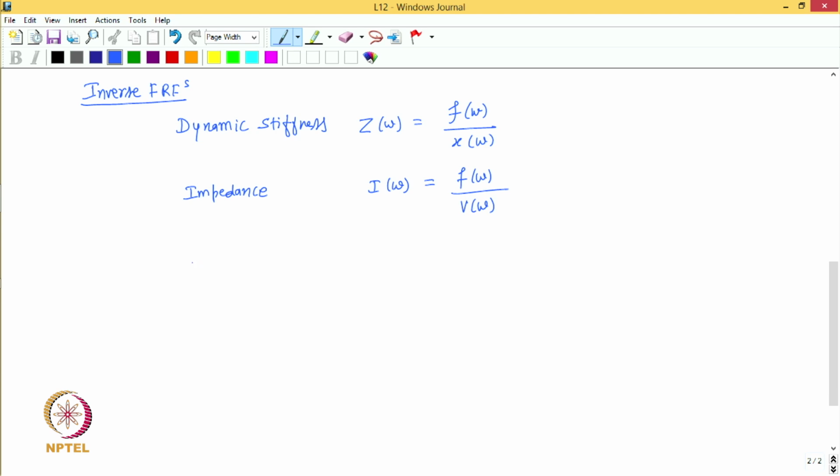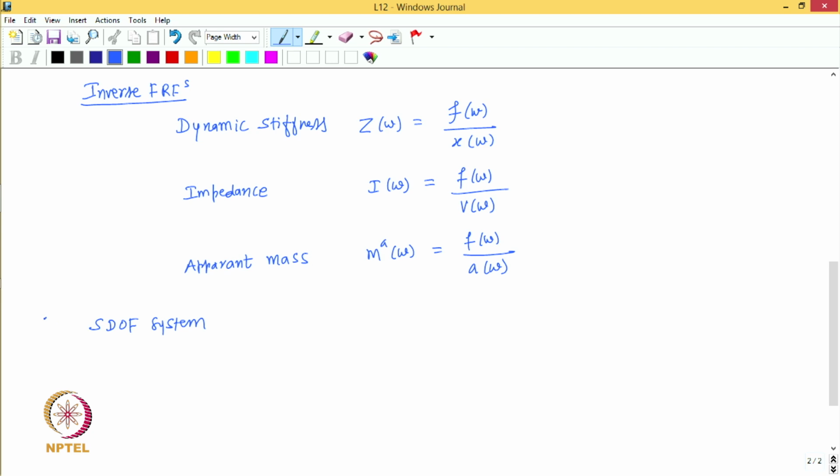And then we also have what is called apparent mass, which we can denote by say MA, and it is the ratio of the force applied in the frequency domain divided by the acceleration of the response in the frequency domain. So, these are the three inverse descriptors of the FRFs, and we see that for a single degree of freedom system, the FRFs and their inverse counterparts are related by a reciprocal relationship.